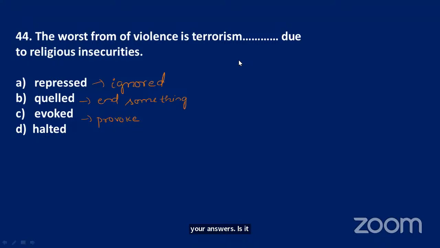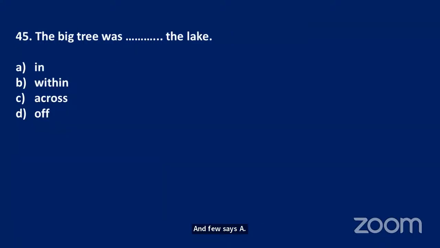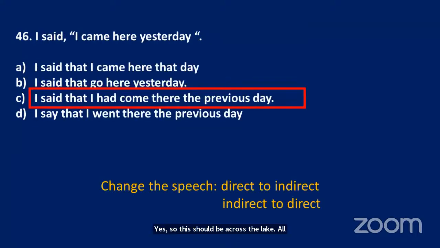Let me see how many are giving me. Many Sandhya, Vasila, Sai Charan. Many says C and few says A. Yes, it is evoked, which is provoked. Perfect. See the next question. The big tree was dash the leg. Is it in the leg, within the leg, across the leg, off the leg? Yes, so this should be across the leg. All right, see the next question.